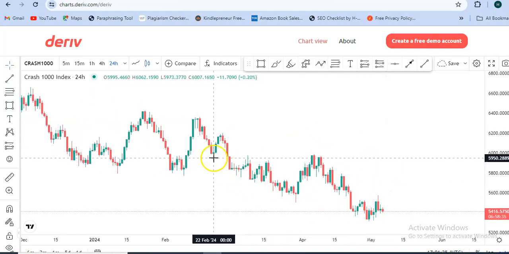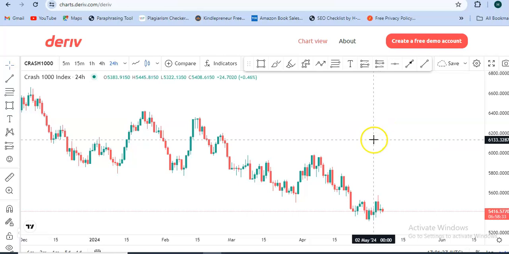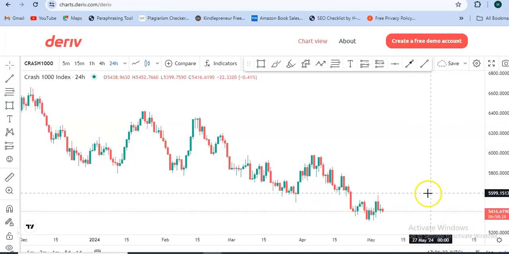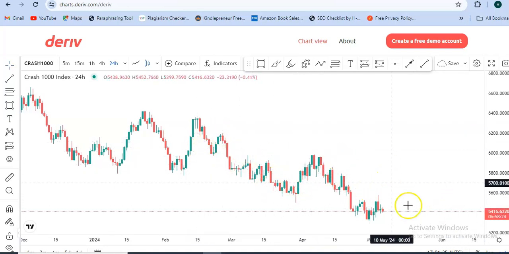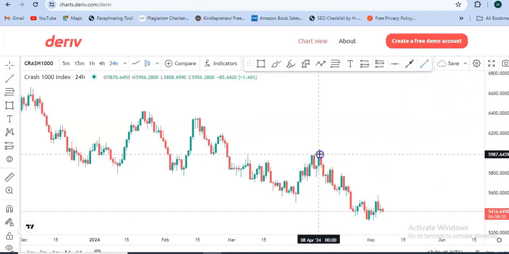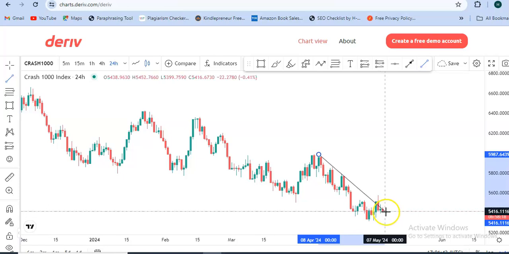Alright, so the analysis, we're going to start from the higher time frame. Like you see now, we are on Crash 1000 and on the daily time frame. Looking at the daily time frame, you can see the market has been selling for a while now, and there's a chance the market would want to go back to the upside. There's a chance because of what I noticed there.